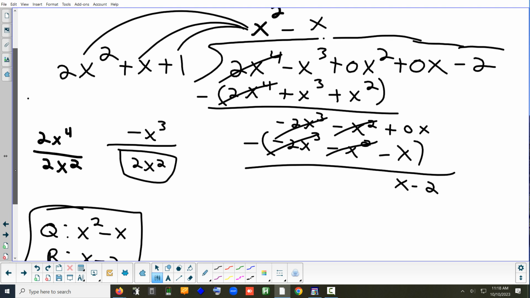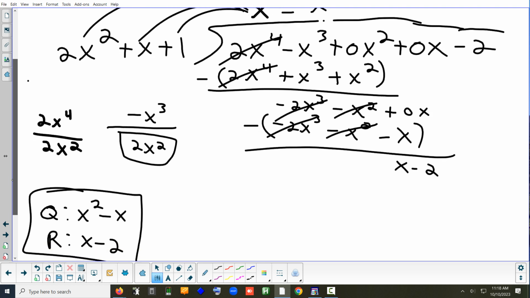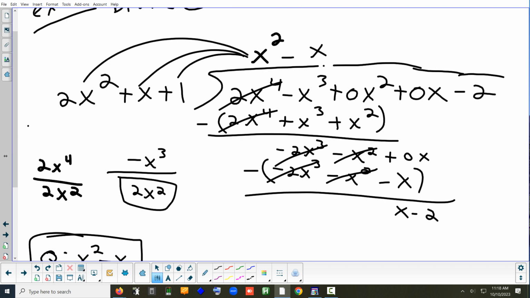Any question on that one? So what does that mean then? Because we got a remainder of x minus 2, what does that mean about this? Yeah? So it means that you can't fully divide it out to get just a full number. And so the remainder is going to be the x minus 2 over 2x squared plus x plus 1.